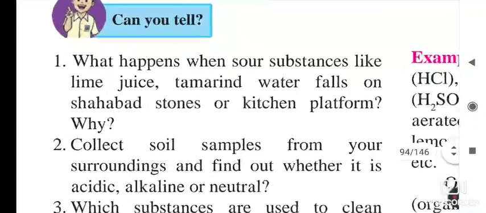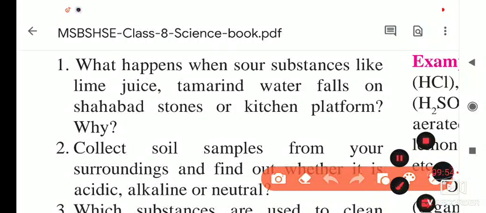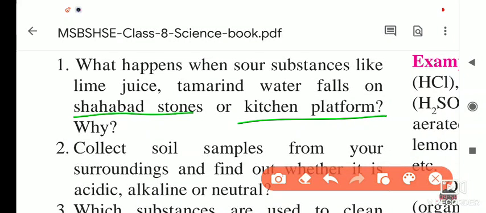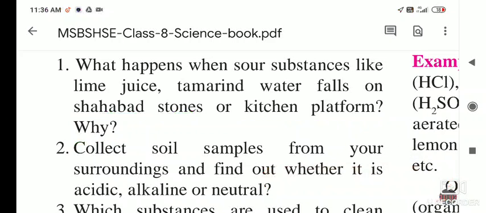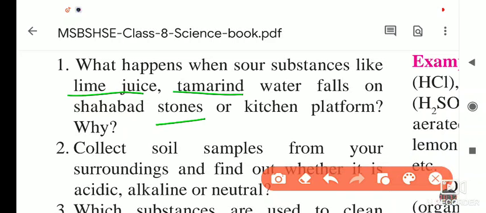Can you tell what happens when sour substances like lime juice or tamarind water fall on the Shahabadi stones or kitchen platform, and why? That is the question. The answer is, as you know, the lime juice is acidic in nature, and tamarind also contains tartaric acid. When it falls on the Shahabadi tiles or the kitchen platform, then what happens?